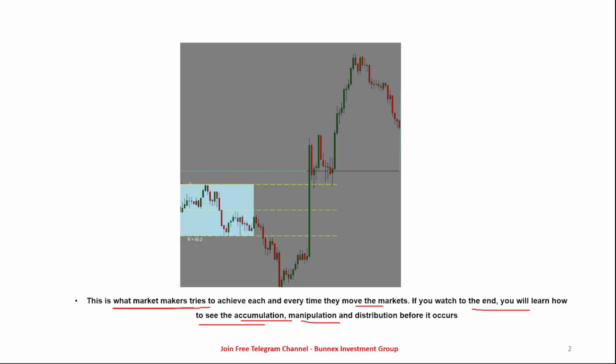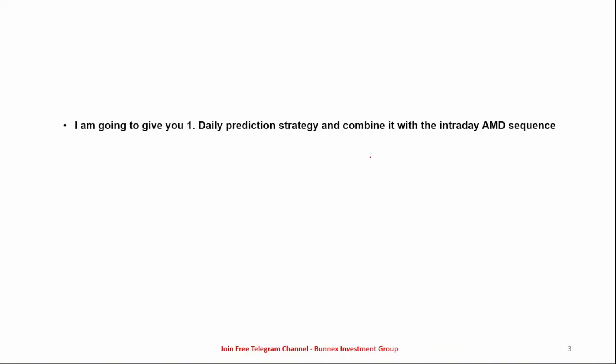Basically, this particular market structure, with high accuracy and simple steps to follow, will let you validate those days that give you accumulation, manipulation, and distribution to trade off. I'm going to give you the daily prediction strategy that you use to validate the days that are valid to trade, and combine it with the intraday AMD sequence, which we call accumulation, manipulation, and distribution. These 2 combined will give you an upper hand to trade the market with high accuracy.